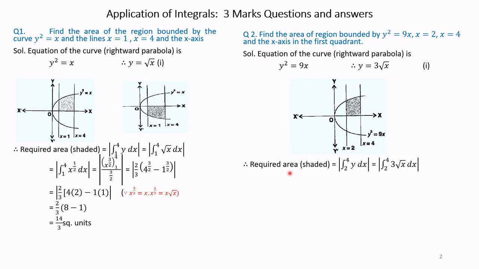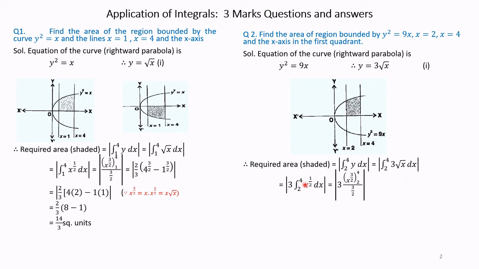Therefore, the required area, that is the shaded area between x is equal to 2 and x is equal to 4, is this region. The area is equal to mod of integral from x is equal to 2 to x is equal to 4 of y dx. So we will substitute the value of y as 3 root x from equation 1, the equation above. Therefore, it is mod of integral 2 to 4 of 3 square root of x dx.